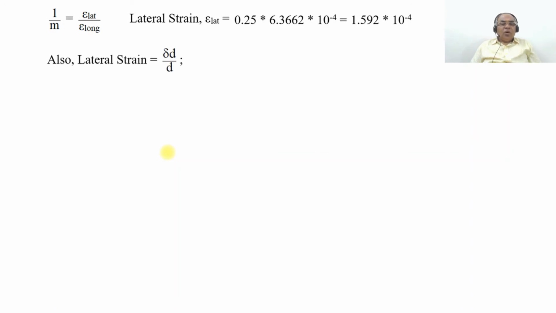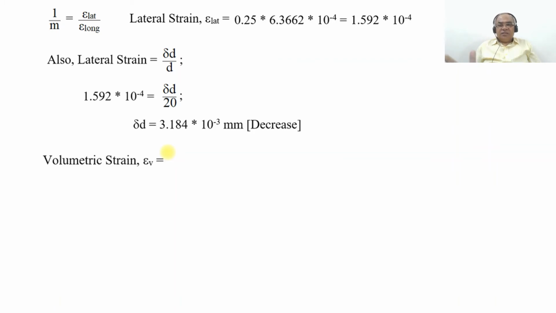Also, what we know is that the lateral strain will be equal to delta D by D. So what is delta D? 1.592 into 10 to the power of minus 4 is the lateral strain, equals delta D by D, which is 20. So on simplification, delta D will be equal to 3.184 into 10 to the power of minus 3 mm, which is a decrease in diameter, because the load is applied along the length. So naturally the lateral dimension is going to decrease.